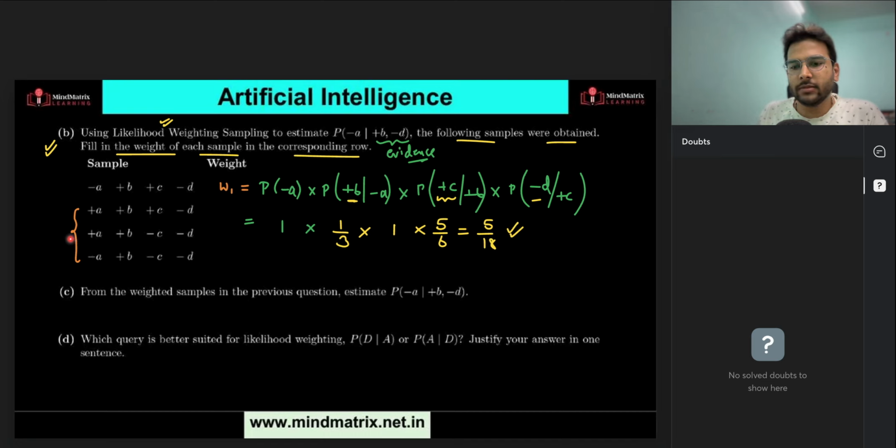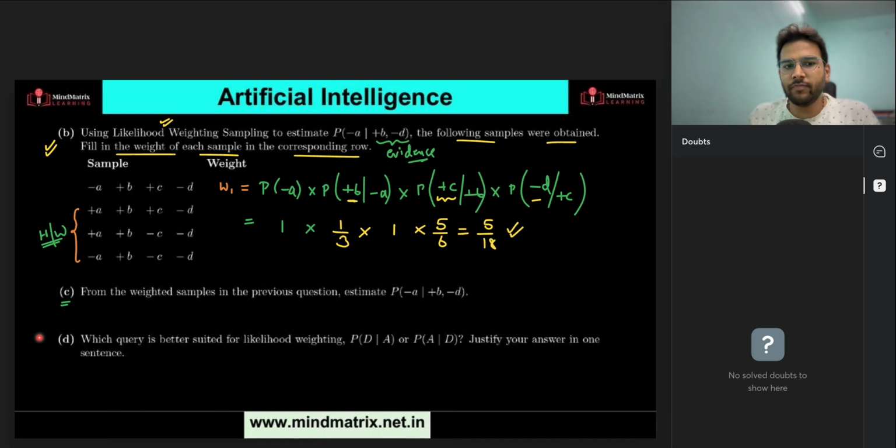These 3 samples, the weight of these 3 samples. Tell me quickly. Let's have it as a homework. Answers are already given on the next slide. You can verify once you solve it. Okay. Fine.